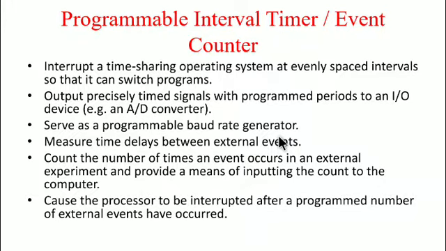It interrupts a time-sharing operating system at evenly spaced intervals so that it can switch the programs. It outputs precisely timed signals with programmed periods to I/O devices, for example a baud converter. It serves as a programmable baud rate generator. It measures the time delays between external events. Also, it counts the number of times an event occurs in an external experiment and provides a means of inputting the count to the computer. It causes the processor to be interrupted after a programmed number of external events have occurred.